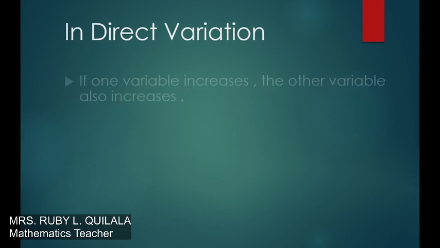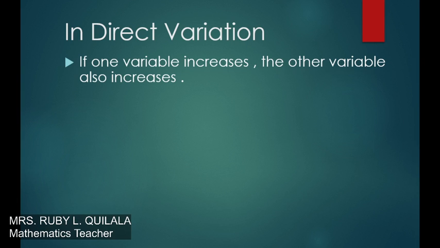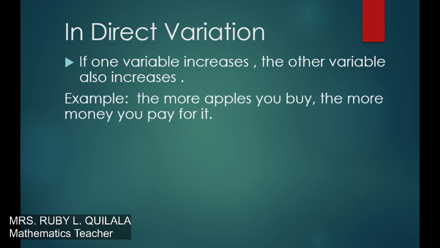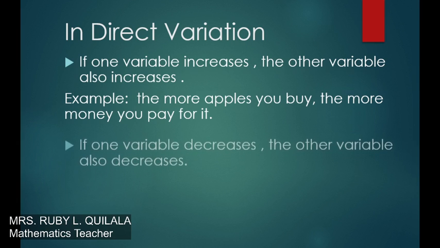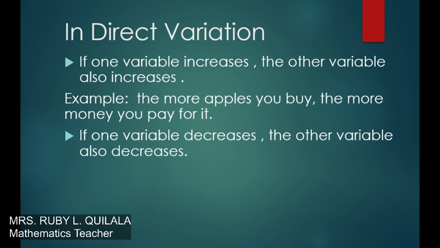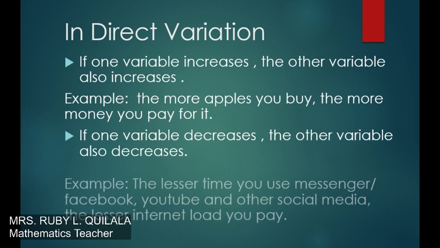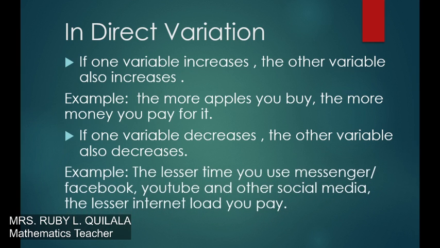In direct variation, if one variable increases, the other variable also increases. For example, the more apples you buy, the more money you pay for it. If one variable decreases, the other variable also decreases. For example, the lesser time you use Messenger, Facebook, YouTube, and other social media, the lesser internet load you pay.